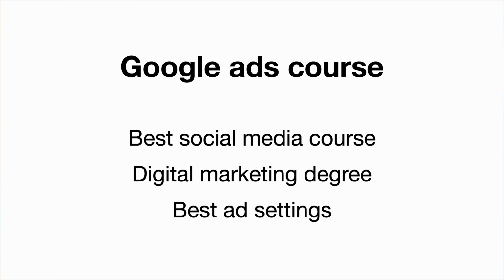All right, so let's talk about broad match first. When your keywords are on broad match, Google is going to broadly match whatever's related to that keyword. So for example, my keyword in this case would be Google Ads course. Google could show me up for best social media course, digital marketing degree, and best ad settings. And you'll notice those searches have got absolutely nothing to do with a Google Ads course.